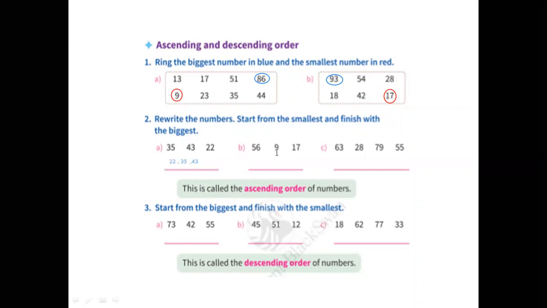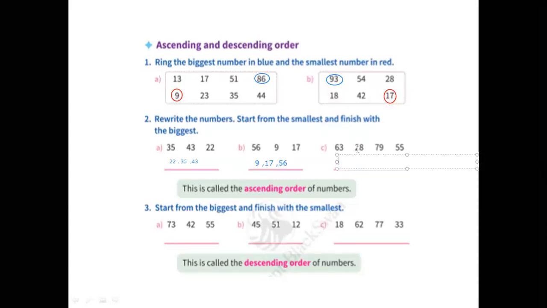Next same way. 56, 9, 17. Which is the smallest here? 9. Yes. 9 is written. Now we have to compare 56 and 17. Which is smallest here again? 17 is smallest. So 17 we are writing. Which is left out? 56 is left out. So we are writing 56 here. That is the biggest. Smallest to biggest we have written.